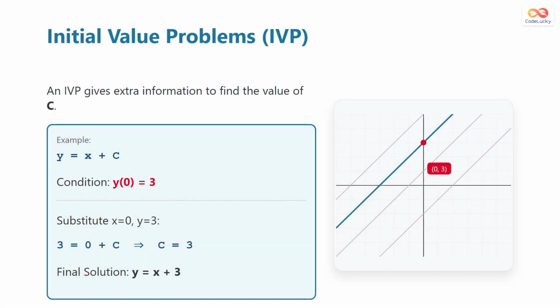To find that specific constant, we use an initial value problem, or IVP. This provides a specific point that the curve must pass through. For example, if we know that y is 3 when x is 0, we can solve for c to find the exact particular solution.